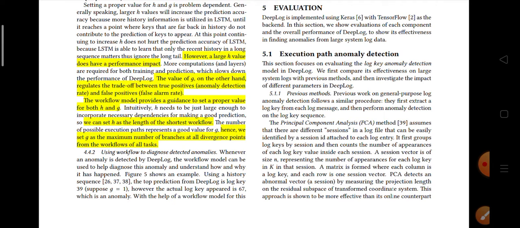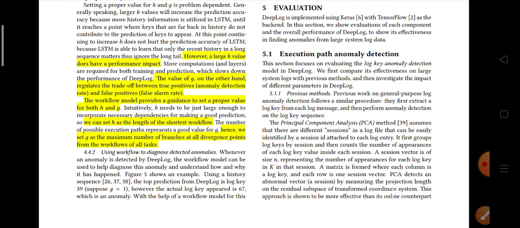You are predicting the next key value. Suppose your g is 3, that means the model will give you three suggestions of key, might be key 20, key 13, key 44, three suggestions in terms of probability distribution. If any one of the three is coming as your original key, then it's normal execution.